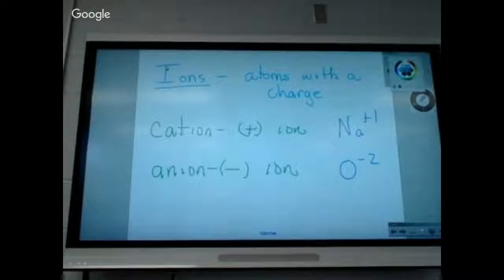All right, caught up? So we want to be able to find the protons, neutrons, and electrons for an atom and an ion.